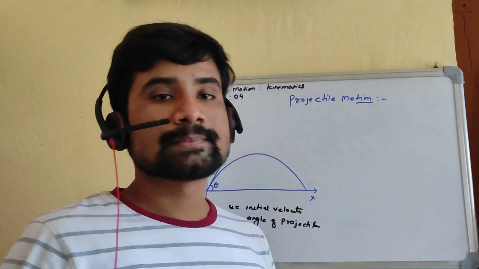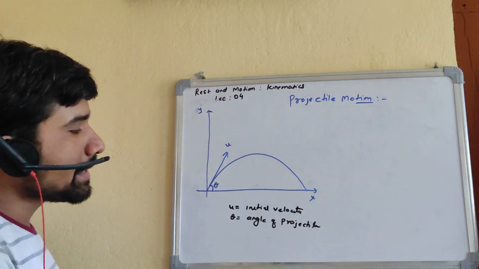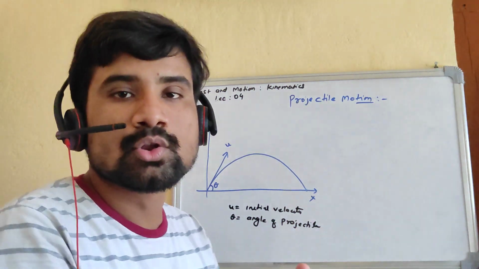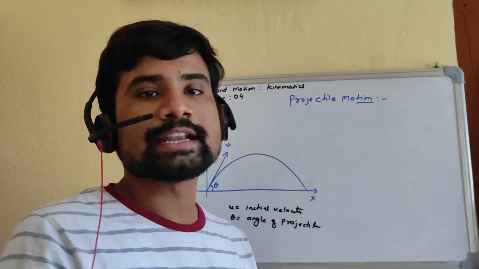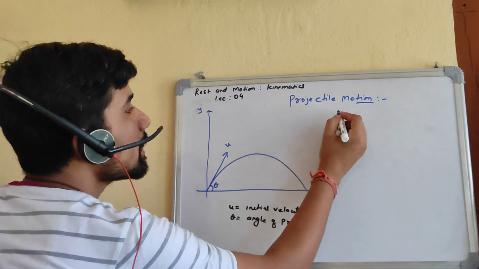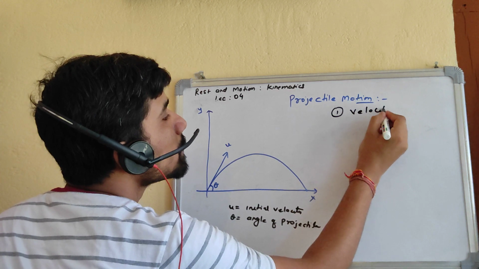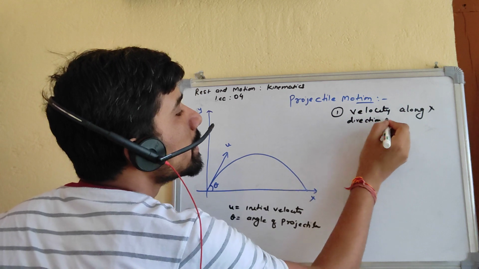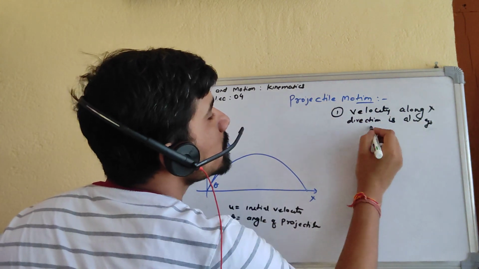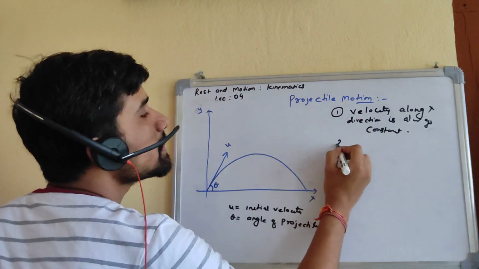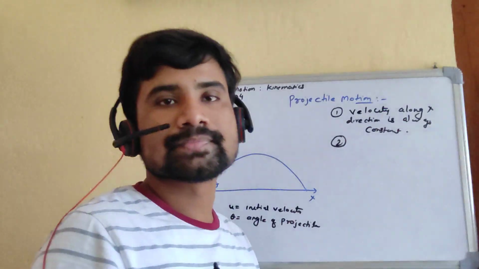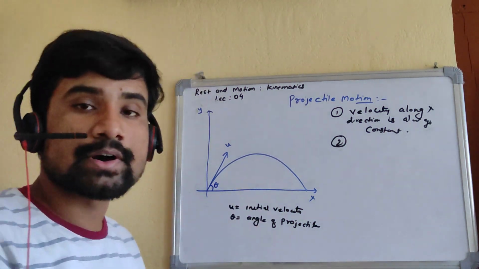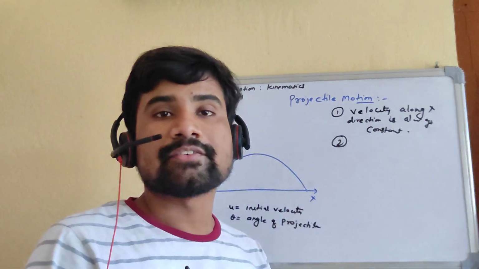So the first inference is, you can see that in the x direction, which is the horizontal direction, there is no acceleration, meaning there is no force and hence no acceleration. So you can say that the velocity along the x direction, or horizontal, is always constant, correct? Because there is no acceleration in the x direction. Now what about the y direction? In the y direction we have an acceleration which is because of the earth, and that is acceleration due to gravity, right?